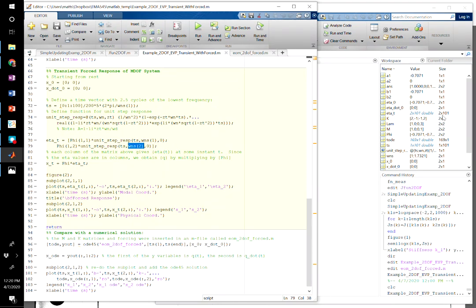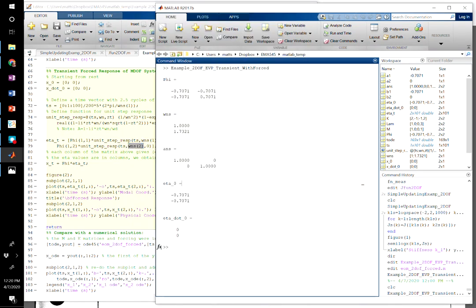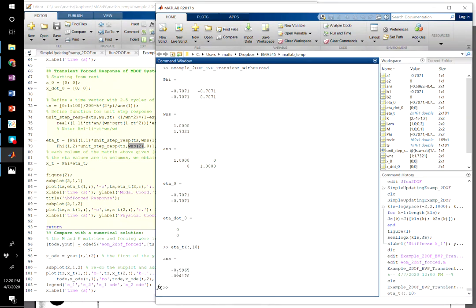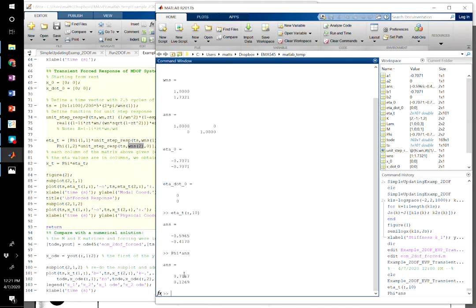And so this gives us, at each instant in time, for example, eta t of colon comma 10, this would be the 10th time instant. These are the values of the two modal amplitudes. So at each instant in time, if I wanted to get back to physical coordinates, I would just take that answer and multiply it by the mode shape matrix. And this would tell me where mass 1 is and where mass 2 is.